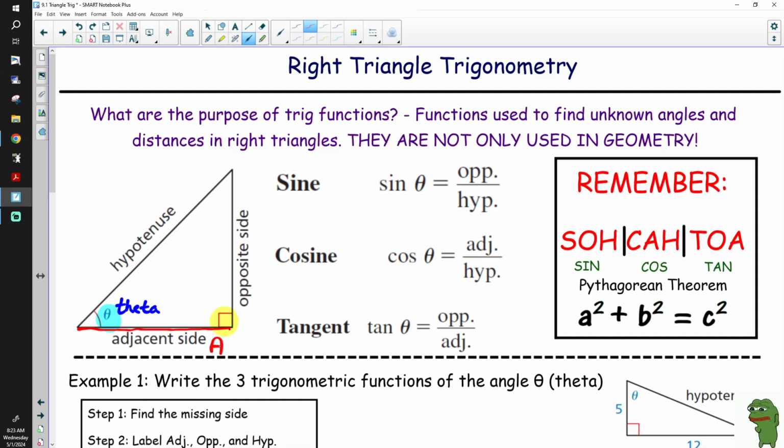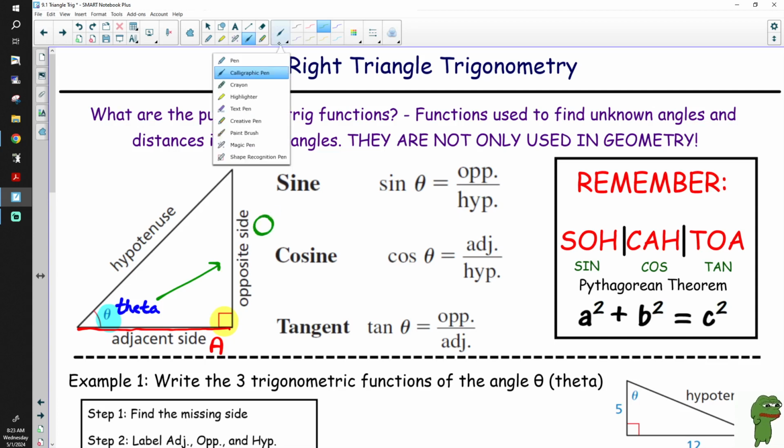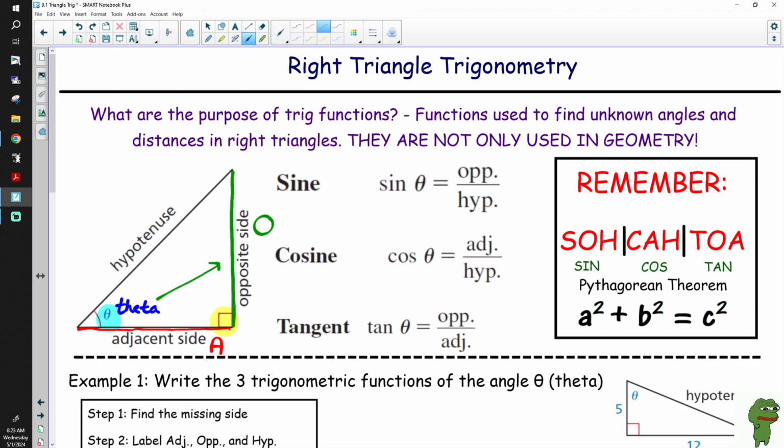Directly across from our theta, opposite of our angle, this is the side that does not make up our angle. Here's our angle, our theta. This side does not include that angle. This is our opposite side, and we usually just call it O, opposite. That is this side right here, our opposite side.